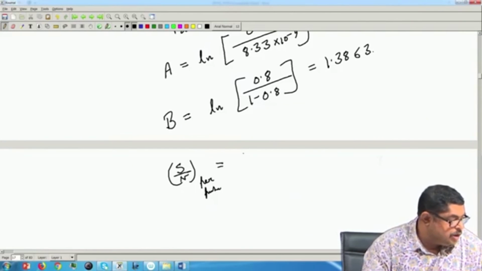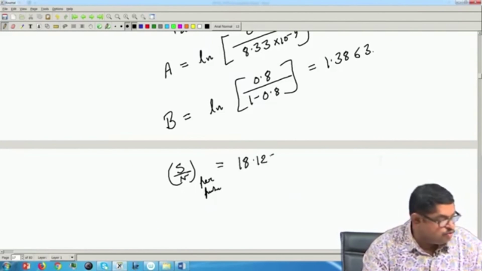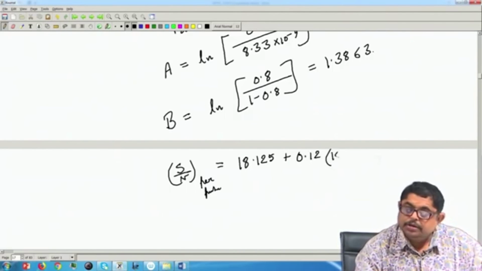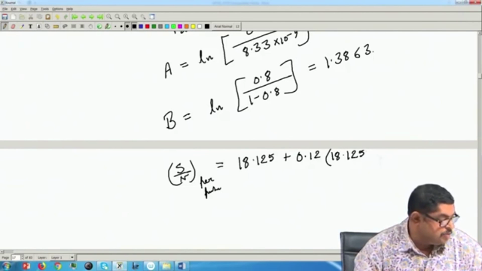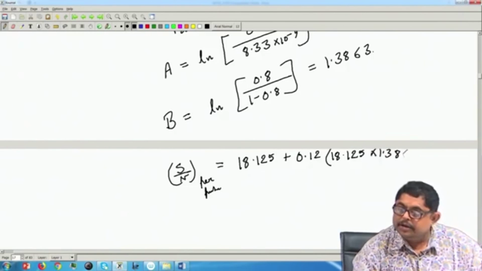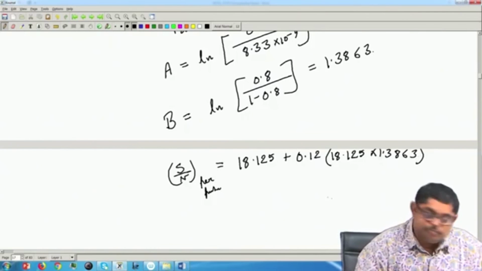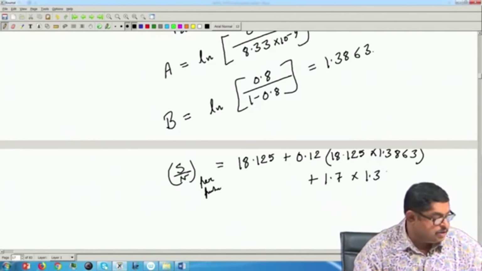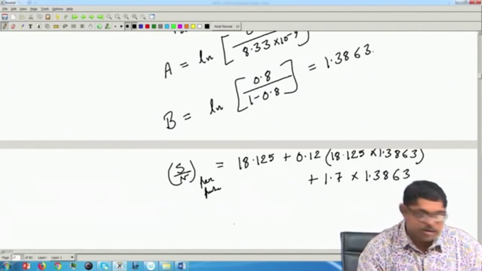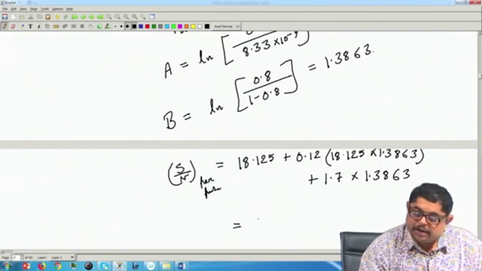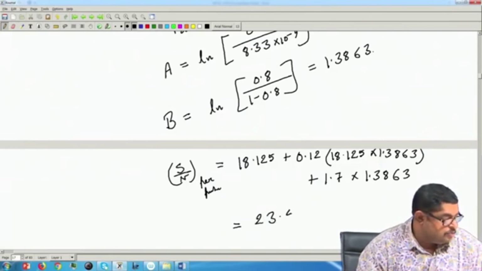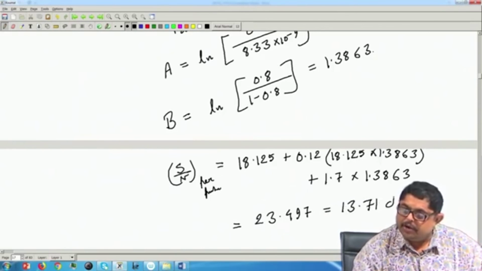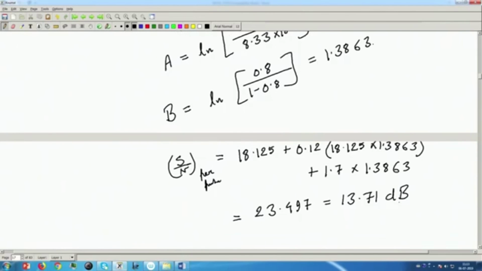So, SNR per pulse will be, by Albersheim's equation, 18.125 plus 0.12 into 18.125 into 1.3863 plus 1.7 into 1.3863. So, that will give you SNR of 23.497, which is 13.71 dB. That is all.